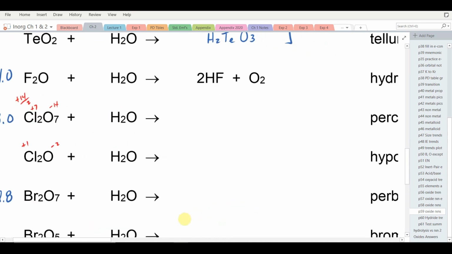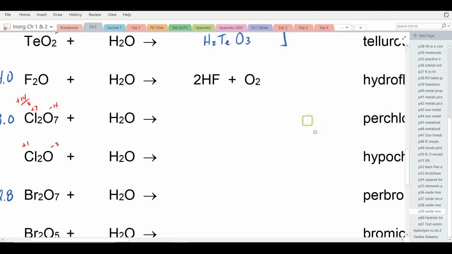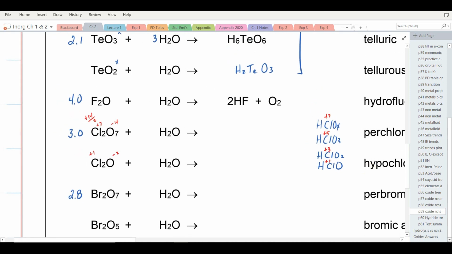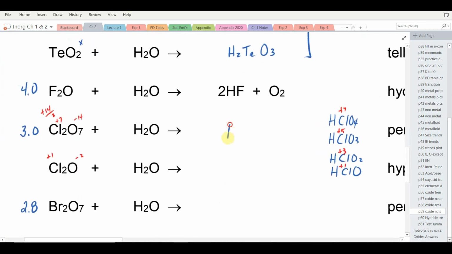We are familiar with 4 oxyacids of chlorine. You've memorized the formulas of perchloric acid, HClO4, chloric acid, HClO3, chlorous acid, HClO2, and hypochlorous acid, HClO. The oxidation states in this are +7, +5, +3, and +1. So which oxyacid is formed from chlorine 7 oxide? Well, that would be HClO4, perchloric acid.